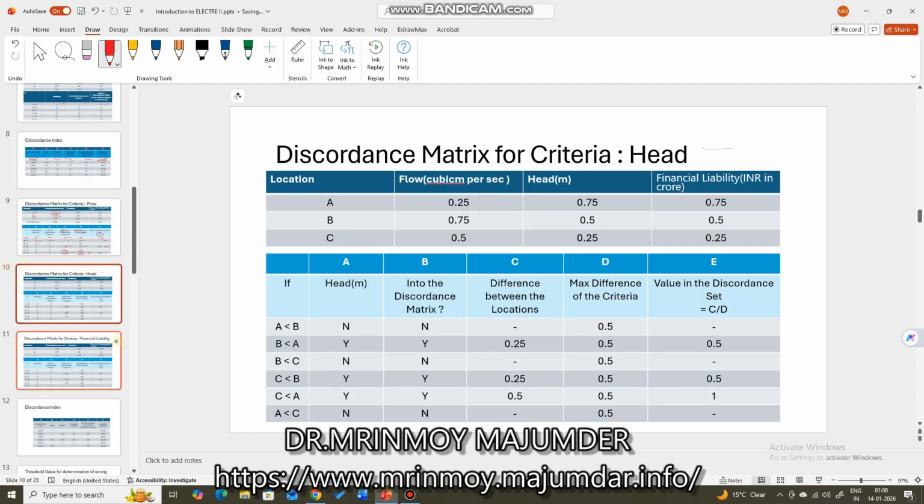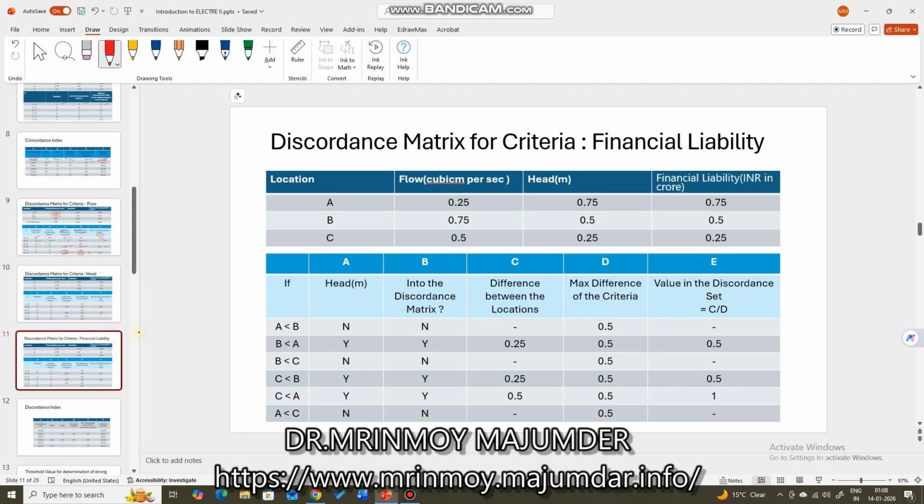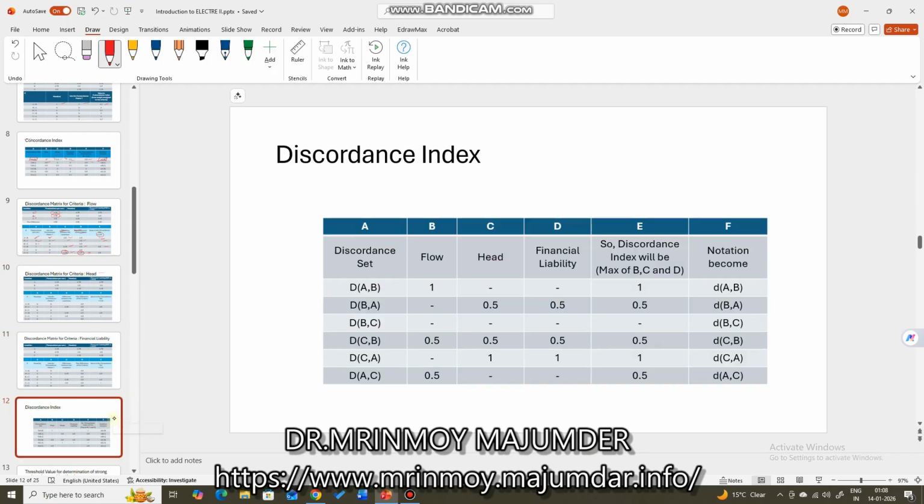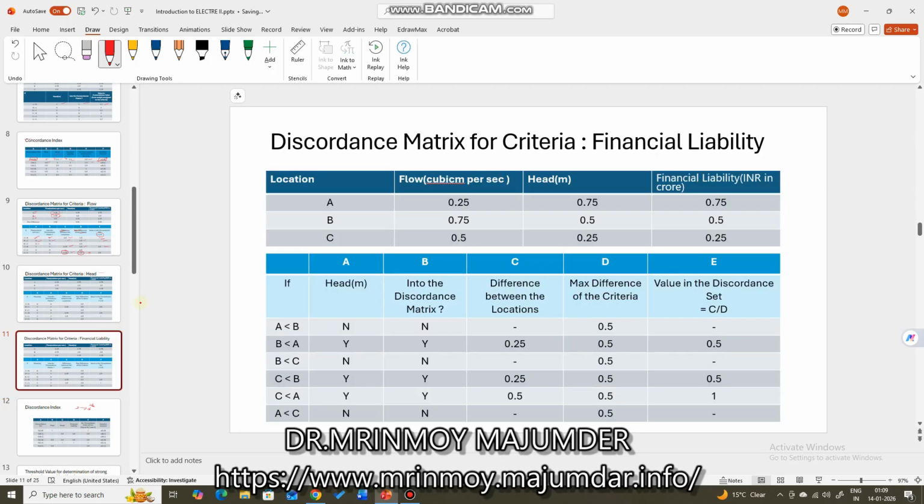The same for financial liability, you have to calculate. So these are the main pressure areas. After you have done that, this discordance index matrix will be developed, and always remember the notation of the discordance set is capital D, and the notation becomes small d when it becomes the index. And this is how this index is prepared. We have already selected the values in the earlier matrices.